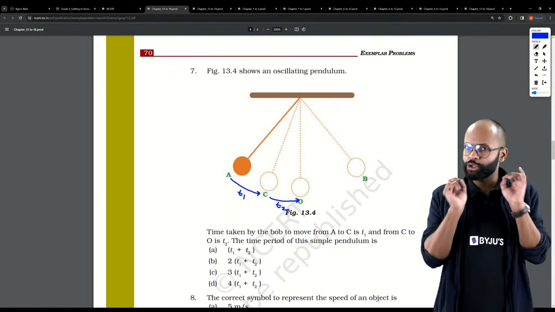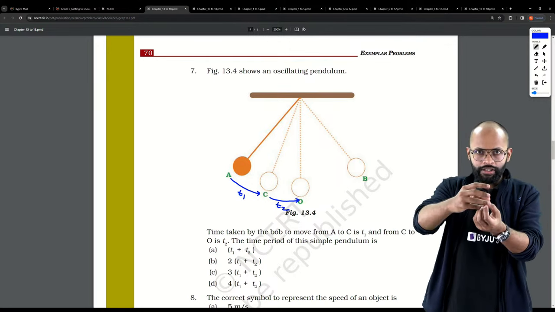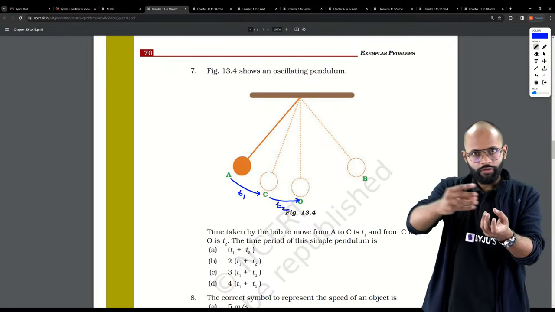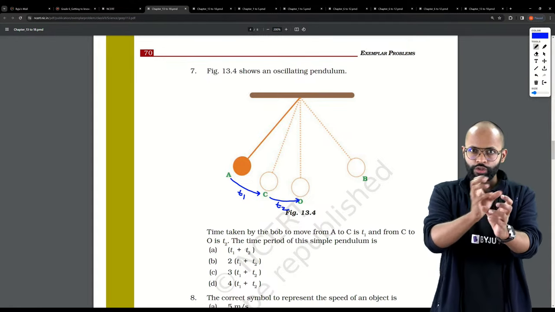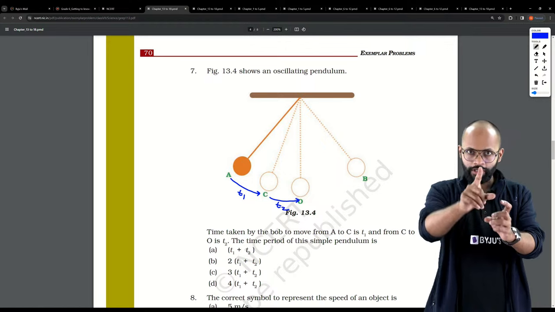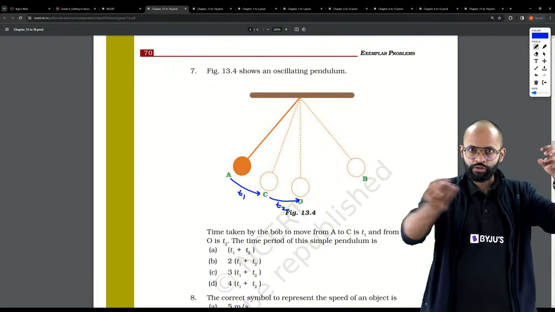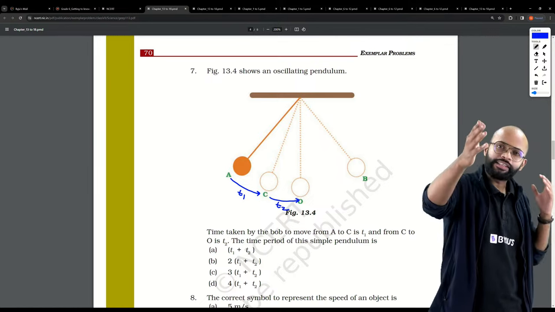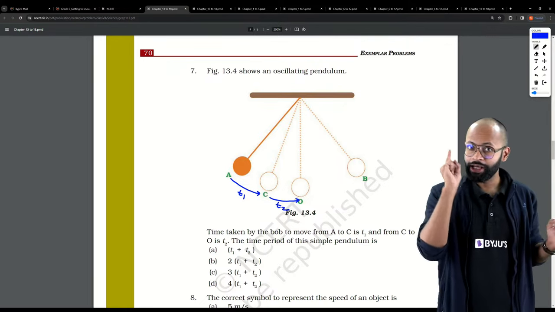Children, I explained this to you. One oscillation you can take as a four-step process. If you start from this side, 1, 2, 3, 4, four steps. If you start from the center, 1, 2, 3, 4, four steps. If you start from here, 1, 2, 3, 4, it's a four-step process. And in every step, the time taken is equal.